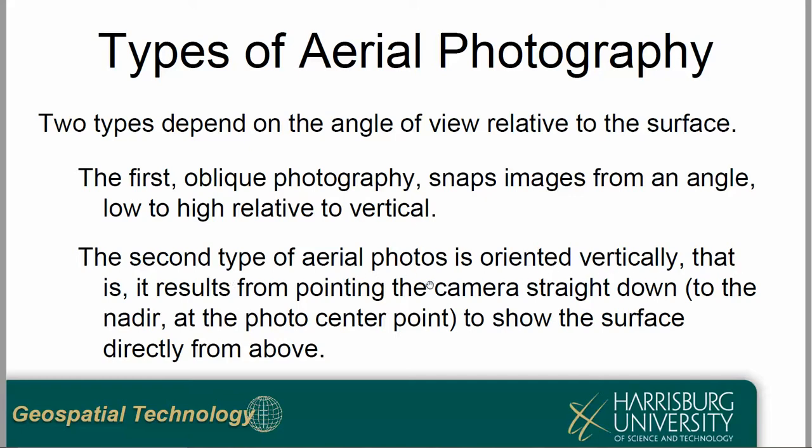The second type is oriented vertically. We sometimes call this nadir because that's looking straight down. You point the camera straight down to the nadir at the photo center point to show the surface from directly above. Most aerial photography that we use in GIS is from this perspective, obviously, because when we look straight down, we can actually map it, and the scale is not different from one point to the next across the image.